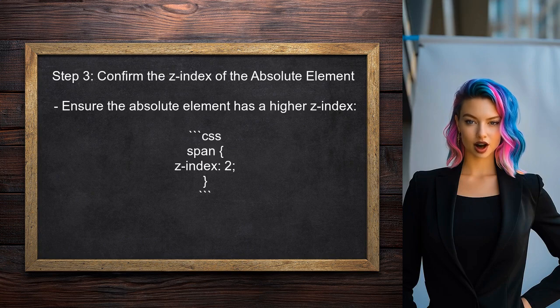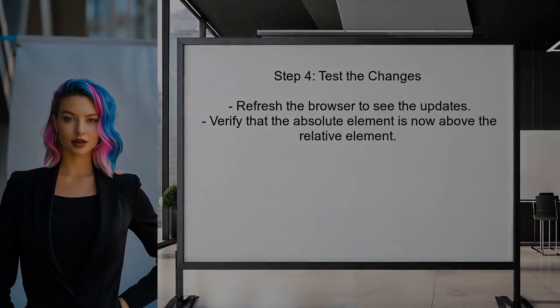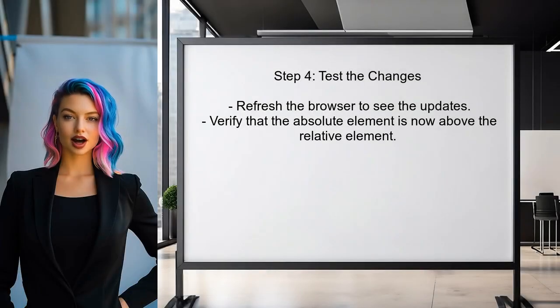This can be done by confirming its z-index is set correctly. Finally, the user can test the changes in their browser. By refreshing the page, they should see the absolutely positioned element displayed above the relatively positioned one.